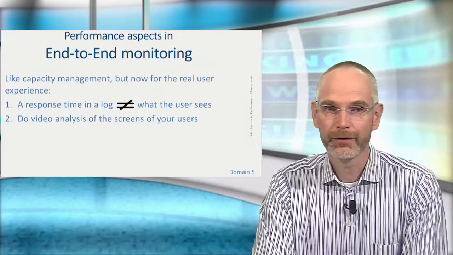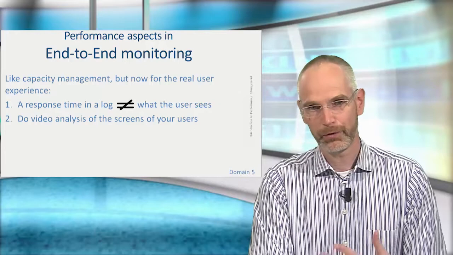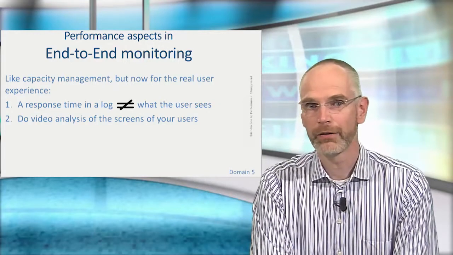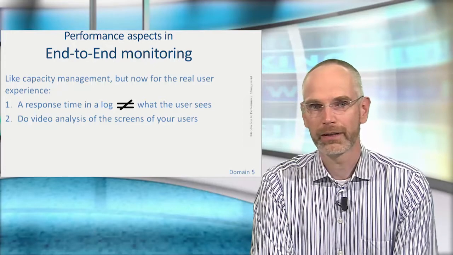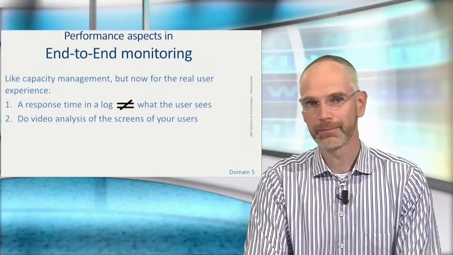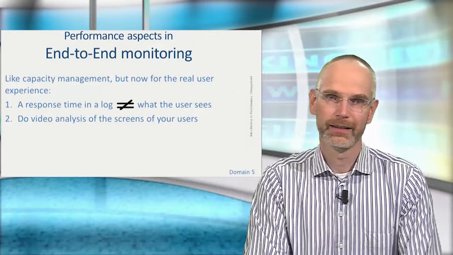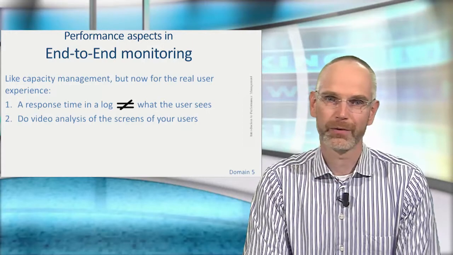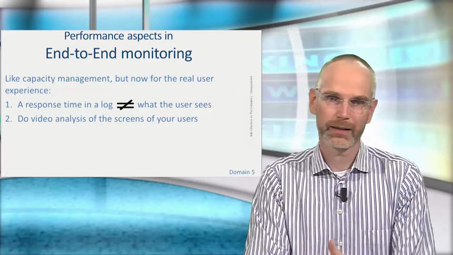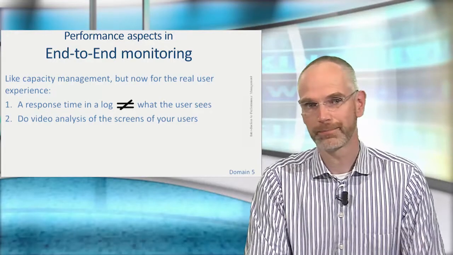So I highly recommend learning what the correlation is between the response times you see in the log and what the user is actually experiencing. One way to do that could be to do a video analysis of the users' screens and see, if the user clicks through the different screens, how the response time he sees relates to the response time that you see in the log. So you can get a feeling: if I see 2 seconds in my log, then actually the user is experiencing maybe 5 or 6 seconds. So you can do a sort of translation.